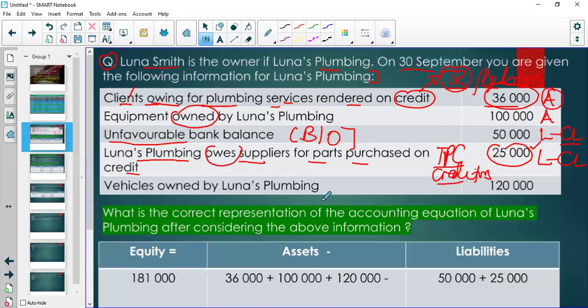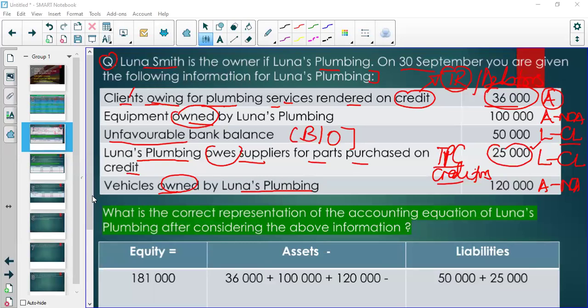liability. Then we also have vehicles owned by this guy. So that's going to be an asset, also a non-current asset, the same as equipment, which is going to be a non-current asset. You know that non-current assets are going to be used over a long period of time, that is more than 1 year in use. Right. So that's the theory of an asset.